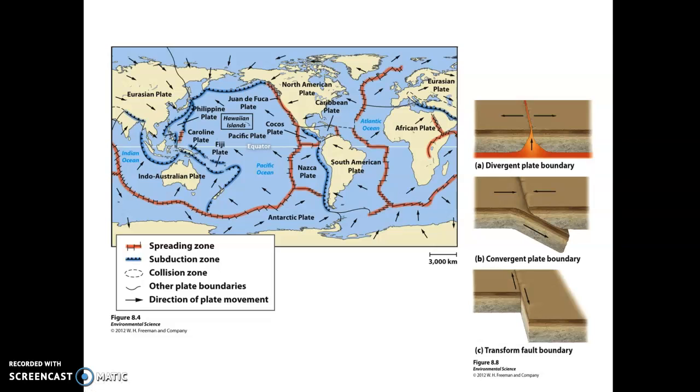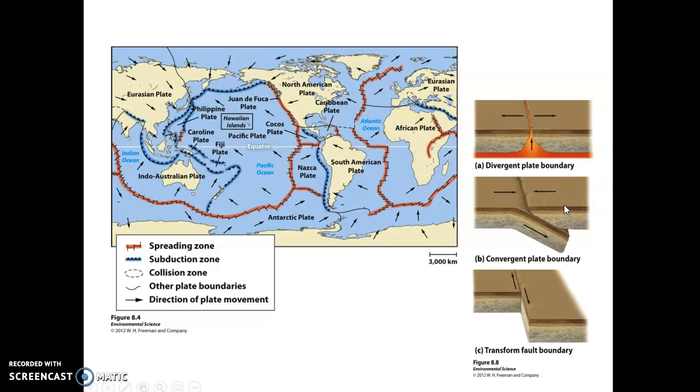Now let's look at the different types of boundaries and what's going on. Picture A on the right shows a divergent plate boundary, such as the one found in the middle of the Atlantic Ocean. So in a divergent plate boundary, the molten rock is coming up close to the surface here, depositing fresh rock that will solidify as it cools, and it's pushing the rock on the one side in one direction and on the other side in the other direction. So again, that's what we're seeing here. This is a divergent plate boundary.